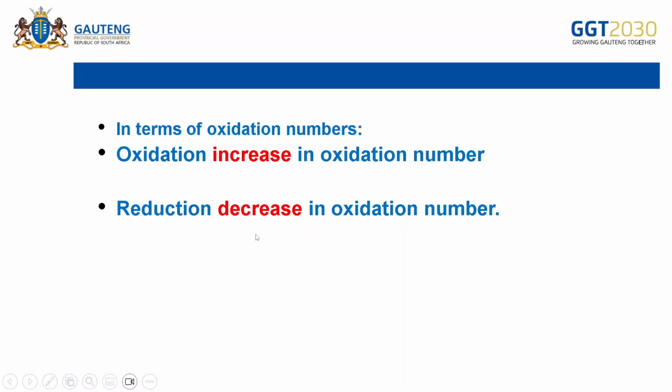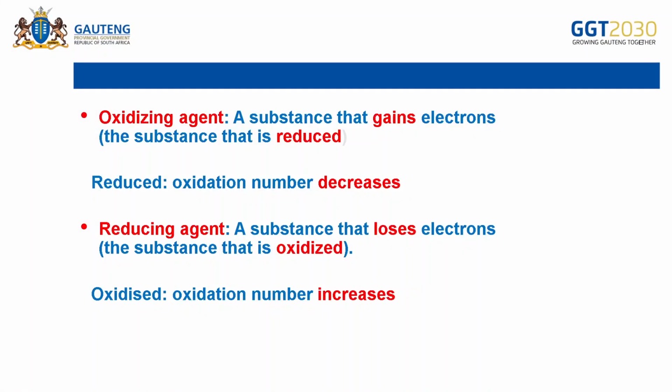Then if we ask you to define reduction according to oxidation number, that is a decrease in the oxidation number. Very simple and straightforward. If we ask you to define oxidizing agent, it is a substance that gains electrons, or a substance that is reduced, grade 12. So it is very, very important for you to define it this way. It is a substance that is being reduced.